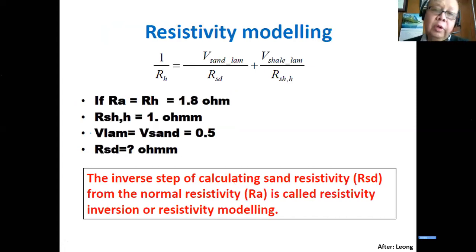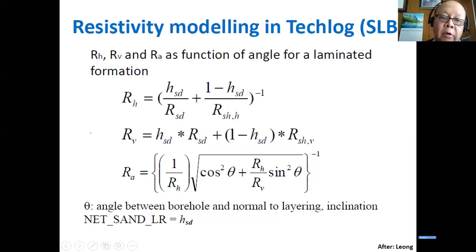So when we are doing resistivity modeling, what we are trying to do is determine the volume of shale laminar, and then we get the volume of sand laminar. We have measured resistivities, so if we know the shale resistivity, we can back calculate what should be the R sand resistivity. The inverse step of calculating sand resistivity from the normal or apparent resistivity is called resistivity inversion or resistivity modeling. So how do we do that?